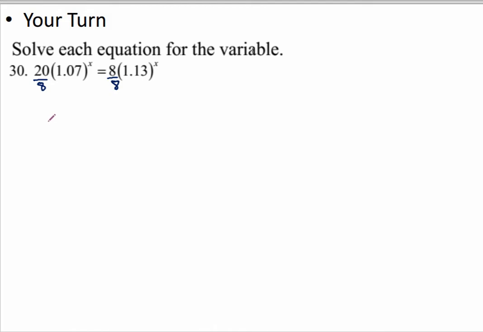Okay, so 20/8 is the same thing as 5 halves, right? Take 4 into 20 gets you back 5, 4 into 8 gets you 2. So that gets me 5 halves times 1.07 raised to the x is equal to 1.13 raised to the x.